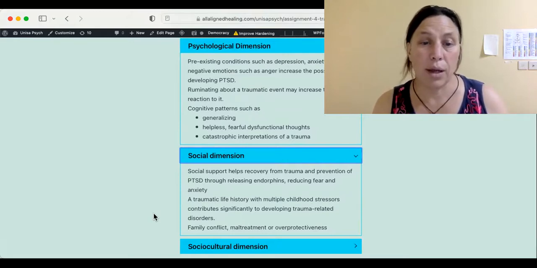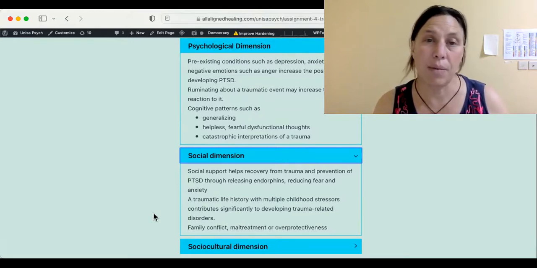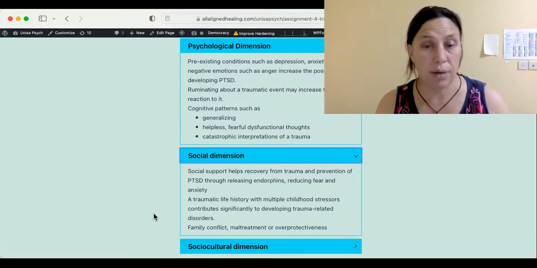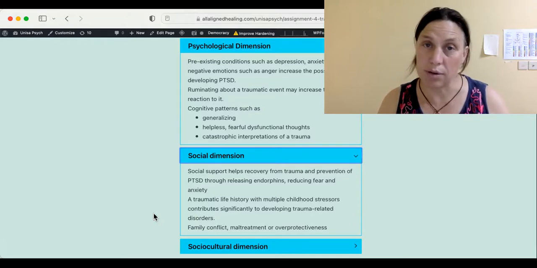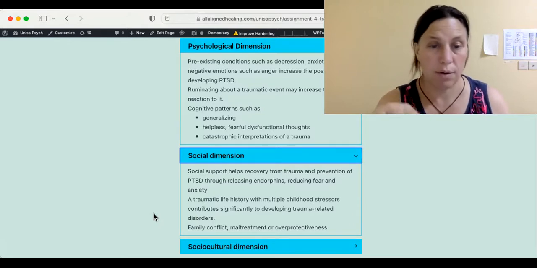But a complex trauma family history with lots of childhood stresses and traumas contributes very significantly to developing trauma-related disorders. Lots of family conflict, or being maltreated, or being overprotected, are also factors.